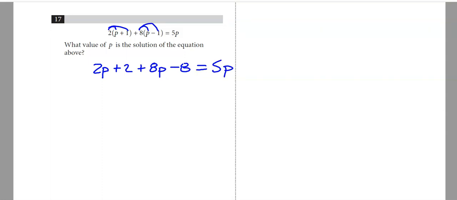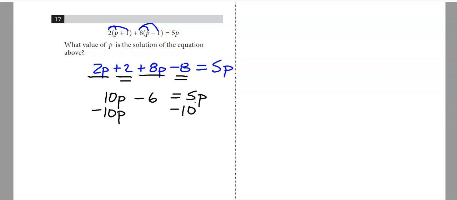So the left-hand side needs to combine some like terms. I've got 2p's, 8p's. We're looking at 10p's. I've got positive 2, negative 8. That's a negative 6 equals 5p. Now I want to get all my p's to one side. So since I only have p's on the right, I'm going to subtract these 10p's. You don't have to do it this way, but I'm going to go ahead and do it that way. And I get negative 6 equals negative 5p.